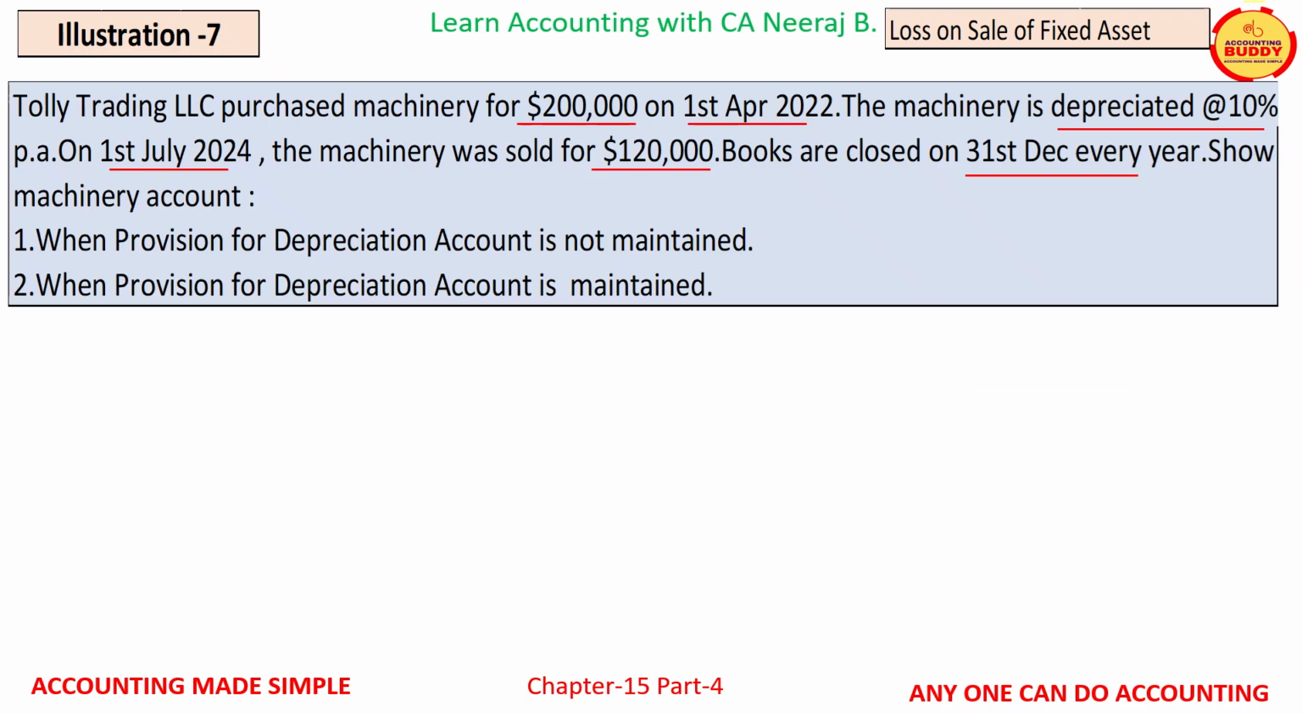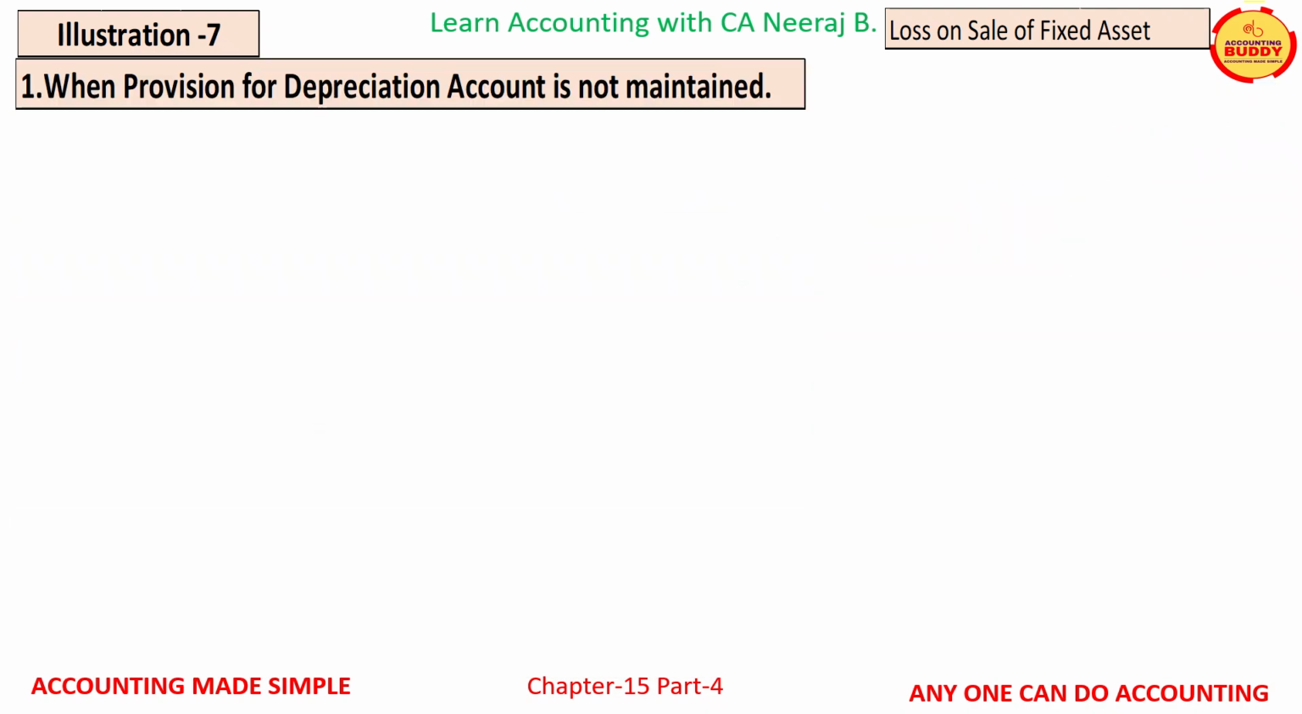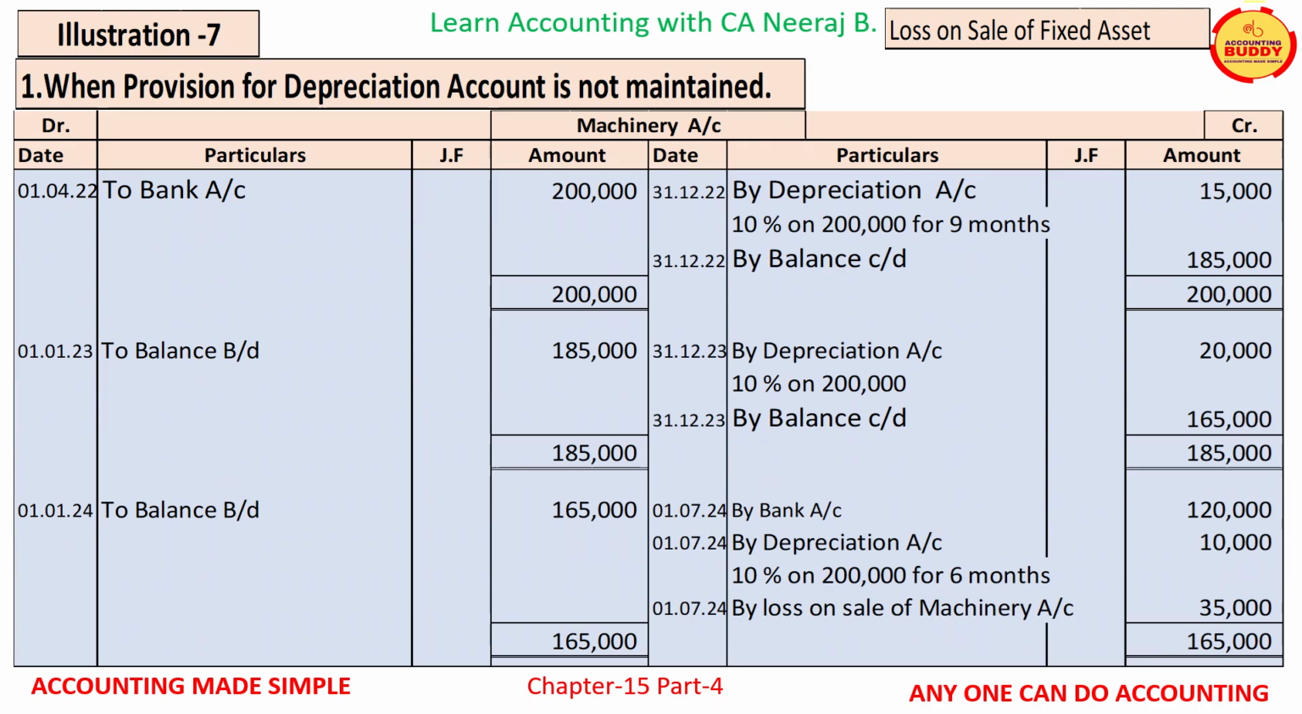Show the machinery account when the provision for depreciation account is not maintained and when the provision for depreciation account is maintained. Machinery ledger account when the provision for depreciation account is not maintained is displayed on your screens for 3 financial years. On 1st of April 2022, $200,000 worth of machinery is purchased and is posted on the debit side of the machinery account by writing the words to bank account under the particulars column.